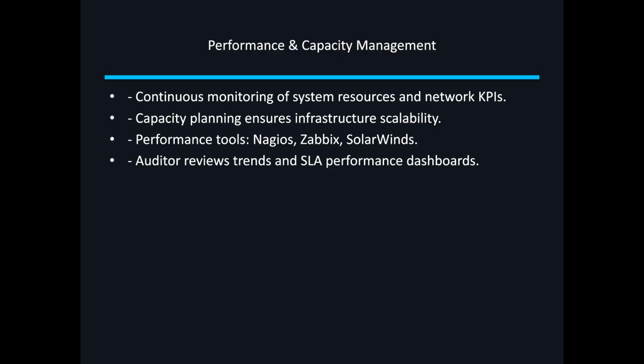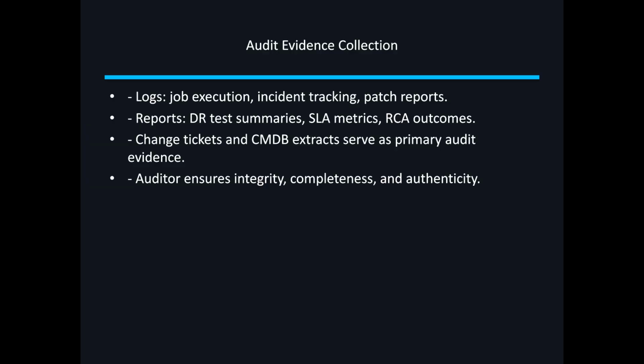Organizations with mature operations use dashboards that automatically highlight anomalies and SLA breaches. Auditors should confirm the accuracy of these dashboards and verify periodic management review. As an insight to an audit, performance management evidence demonstrates preventive governance. For CISA candidates, expect exam questions that test understanding of capacity planning, SLA monitoring, and proactive risk indicators within operational oversight.